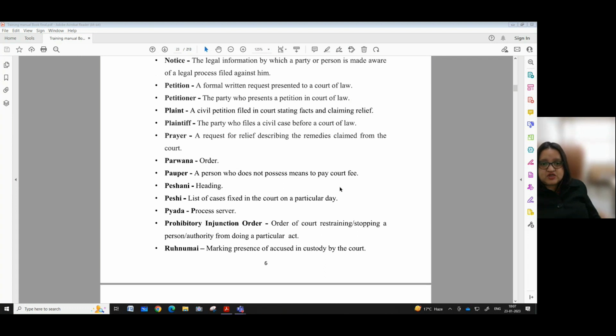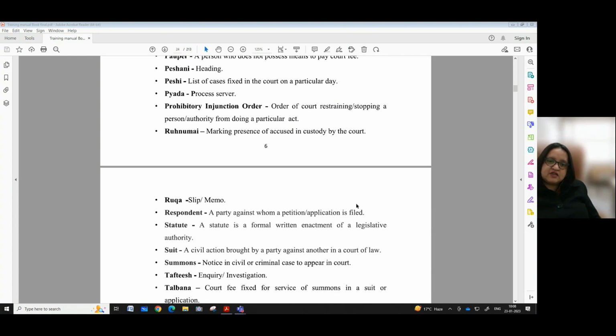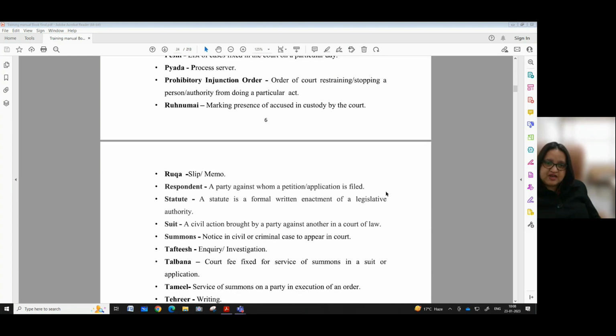Peshani, heading. Peshi, list of cases fixed in the court on a particular day. Piada, process server. Prohibitory injunction order, order of court restraining or stopping a person or authority from doing a particular act. Runumai, marking presence of accused in custody by the court. Rukka, slip or memo. Respondent, a party against whom a petition or application is filed.